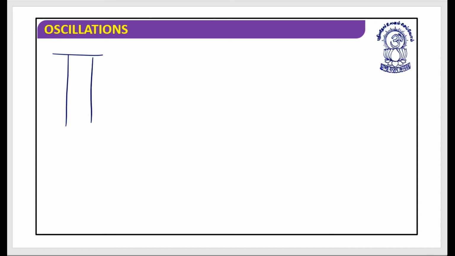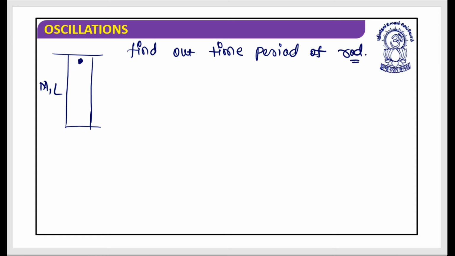This is the rod. This rod has mass m and length L. It is hinged and suspended at the topmost position of the rod, and they ask us to find out the time period of the rod. So the relation is T equals 2 pi root of I by mgd. So let's find out the I.